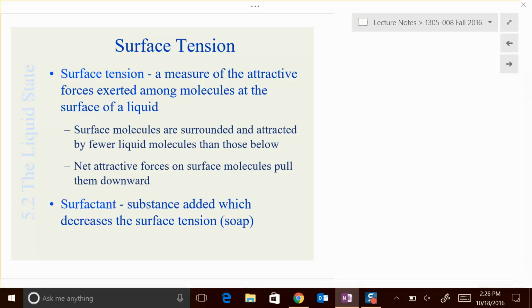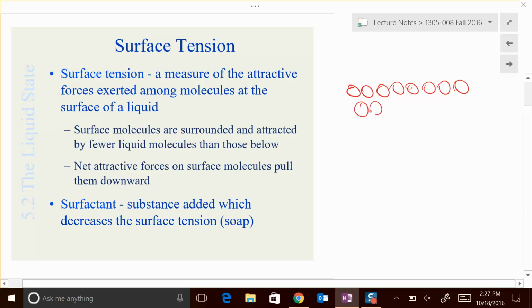Okay? Surface tension is a measure of the attractive force exerted on the molecules at the surface of a liquid. So things that are polar have stronger surface tensions than things that are nonpolar because the nonpolar molecules don't attract to one another. So let me just draw this. Let's say these are water molecules. Okay?